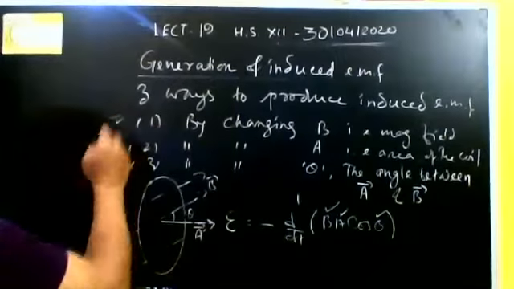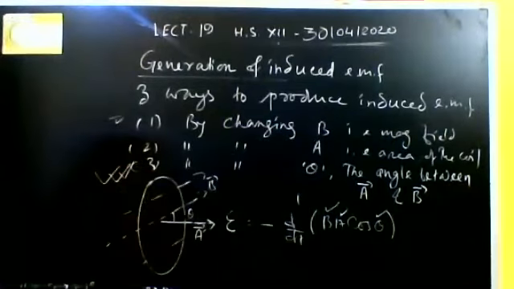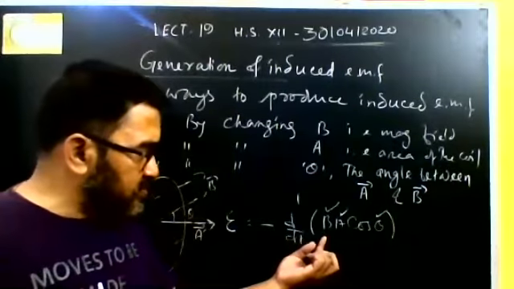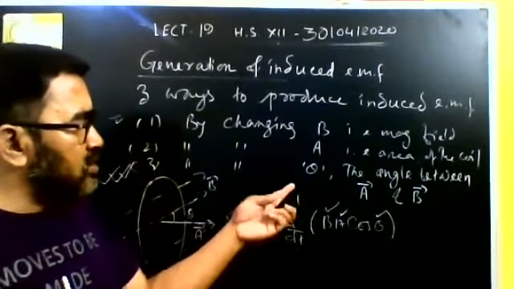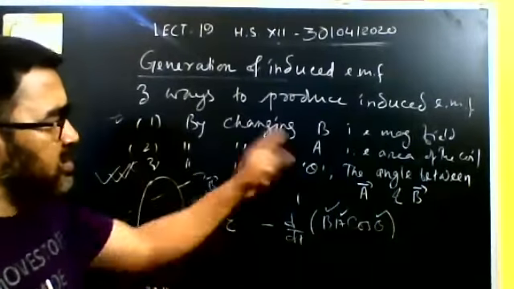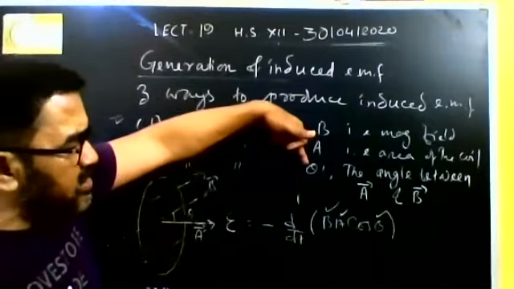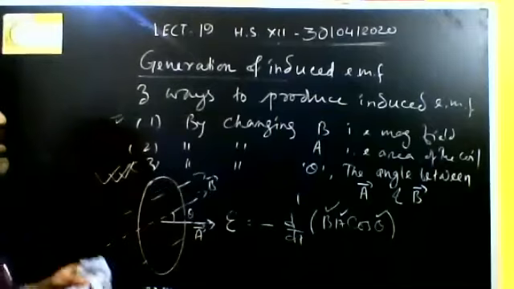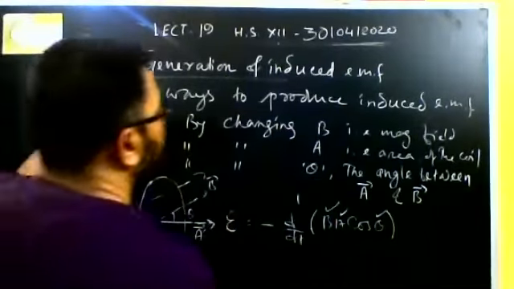The first method, producing induced EMF by changing B, is not practically applicable, because changing B at any moment is a tedious job. You will have to study how to get induced EMF by changing area, which is a little bit of study. But changing theta is most important, so we'll study that. First, let us see how we can have induced EMF by changing area.